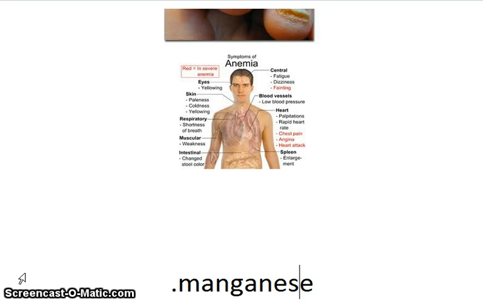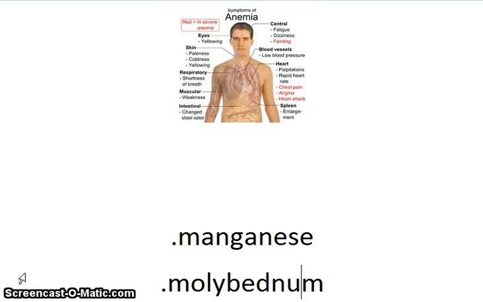Next is manganese. Manganese deficiency causes impaired growth and skeletal development, impaired reproduction, lipid and carbohydrate metabolism, and upper body rash.